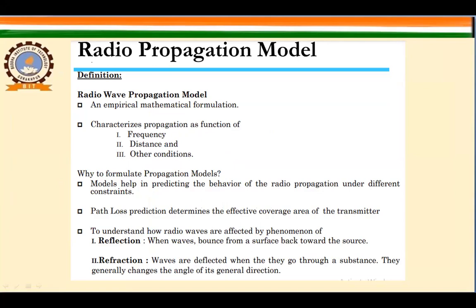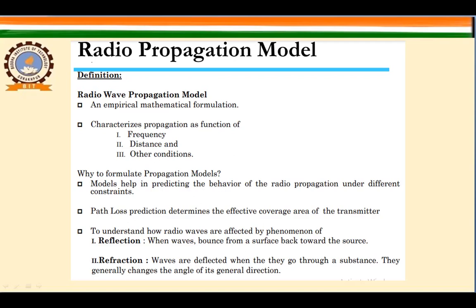Radio propagation is nothing but an empirical mathematical formulation, with certain functions characterized by frequency, distance and other conditions. The other conditions are specific conditions between transmitter and receiver in a free space path, that is, environmental scatterers such as land, tall buildings, mountains, rivers, buses, trees, etc. So why do we formulate a propagation model? Because the model helps in predicting the behavior of radio propagation under these different constraints.